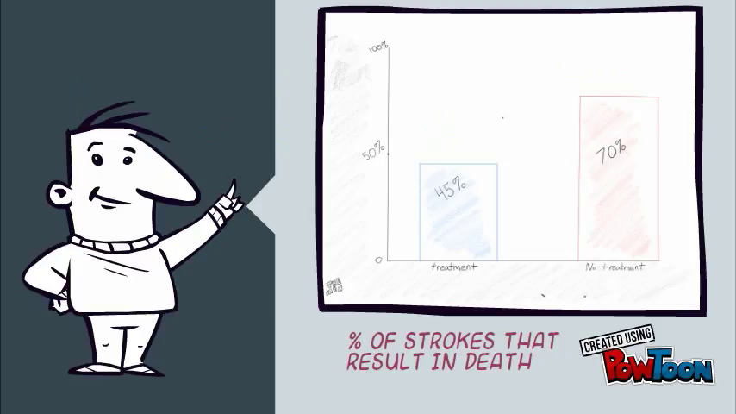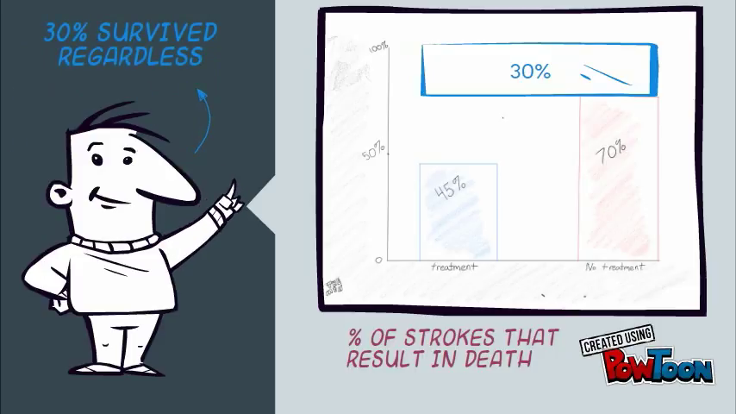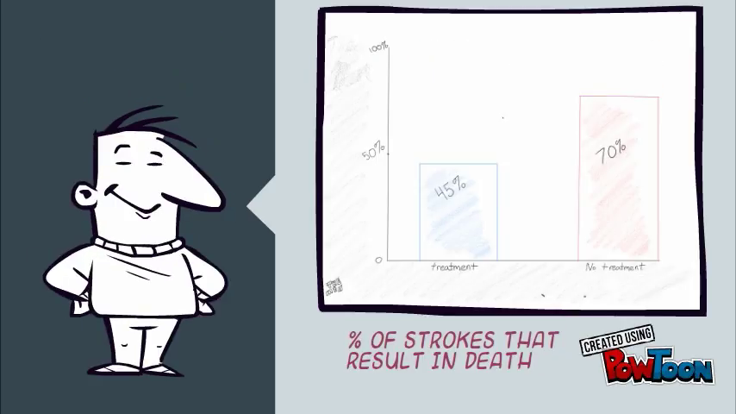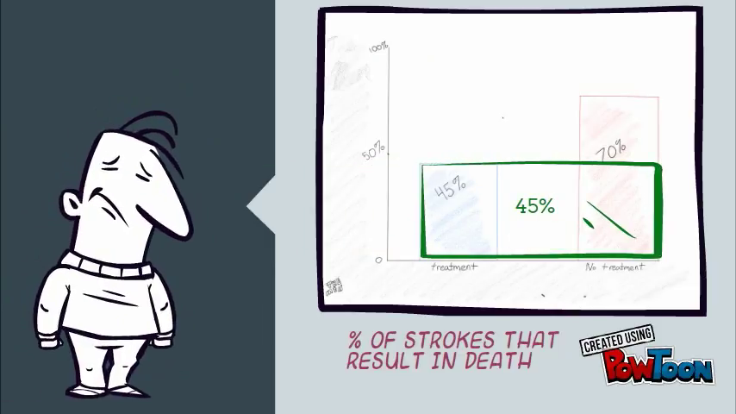However, when looking at the control group on the right, we notice that even without treatment, 30% of patients survived their stroke. The 30% of patients who survived without treatment is represented by the blue box on the screen. On top of that, when we look at the treatment group, we see that 45% of patients died despite having the treatment. This is represented by the green box.